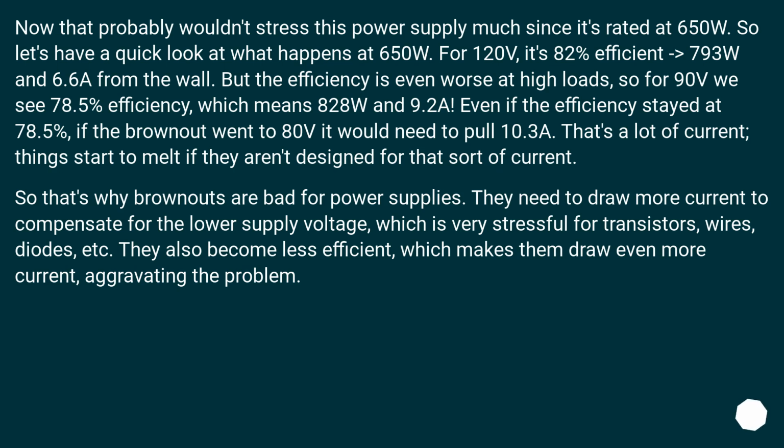Things start to melt if they aren't designed for that sort of current. So that's why brownouts are bad for power supplies. They need to draw more current to compensate for the lower supply voltage, which is very stressful for transistors, wires, diodes, etc. They also become less efficient, which makes them draw even more current, aggravating the problem.